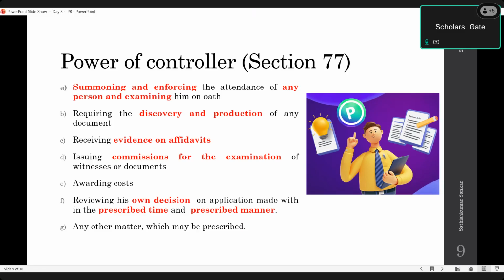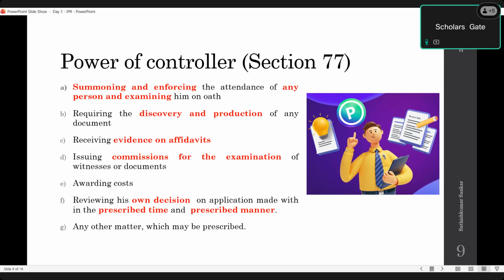Reviewing his own decision on an application, made within the prescribed time and prescribed manner. Initially the controller takes a decision about that particular patent. After that, he can review his own decision, and he will enforce that decision on the patentee. So it should be within the prescribed time and prescribed manner. Within the time schedule, he can review his own decision, and implement that decision to the patentee, and any other matter which may be prescribed.